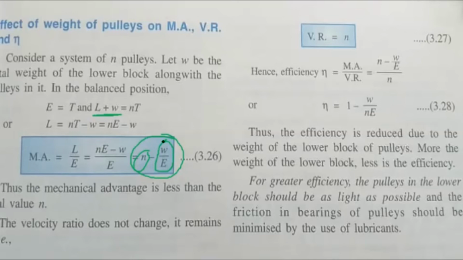the better. So for greater efficiency, what we can do is the pulley in the lower block should be as light as possible. That is, the movable pulleys should be very less in weight. So when you reduce the weight of the movable pulley, you will not get the ideal machine, but at least the loss of force, the loss of energy can be minimized. The other ways to minimize this loss of efficiency is by reducing the friction, by applying some lubricants or by using some bearings.